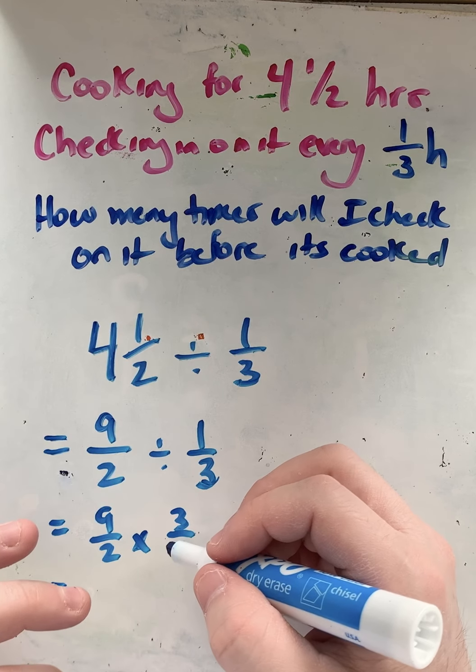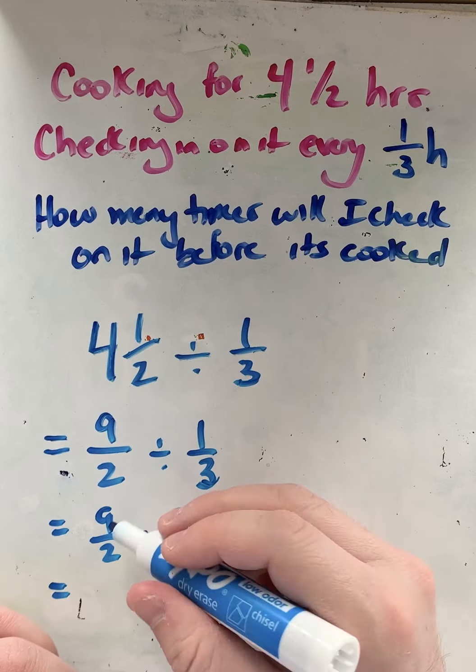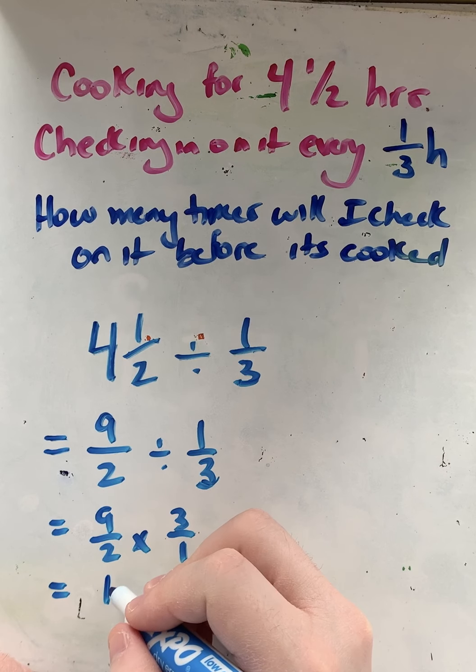Do we have any opportunities to cancel out? Doesn't look like it. So we'll just do the math. 9 times 3 is 27.